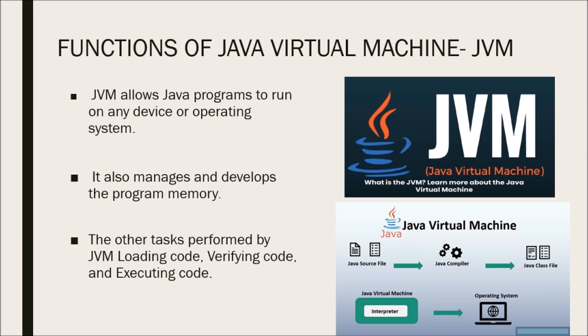JVM allows Java programs to run on any device or operating system. If you guys did not know, the tagline of Java is write once, run anywhere. That is exactly what JVM helps in doing. JVM also manages and develops the program memory. The other tasks performed by JVM are loading code, verifying code, and obviously executing code.